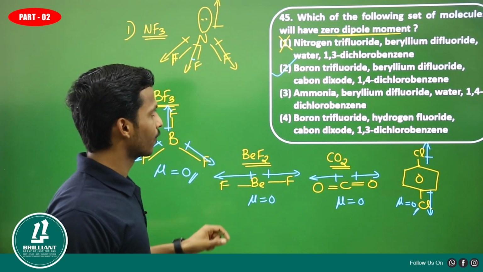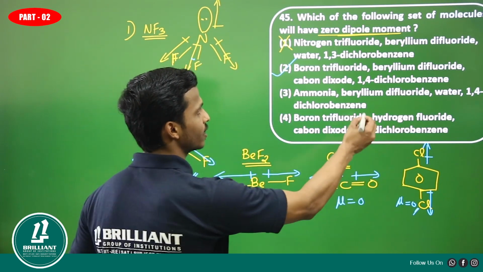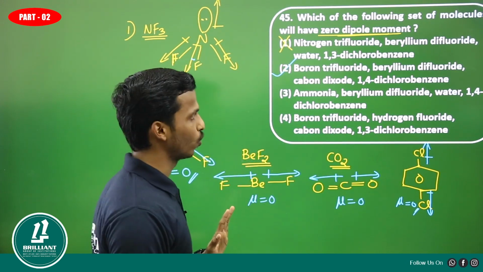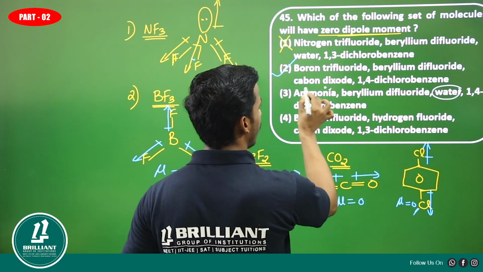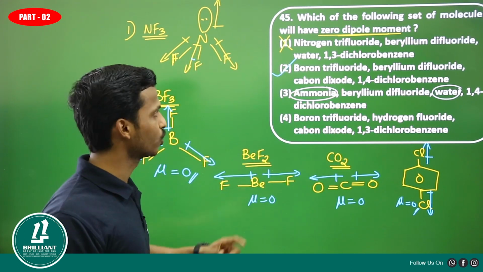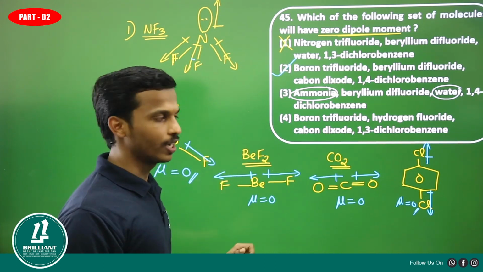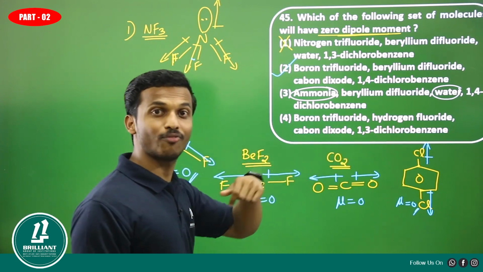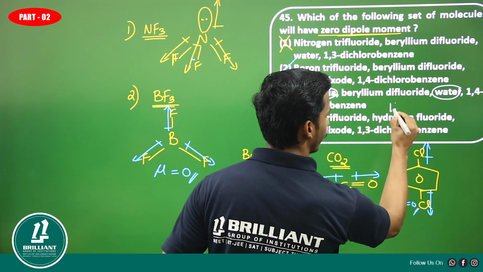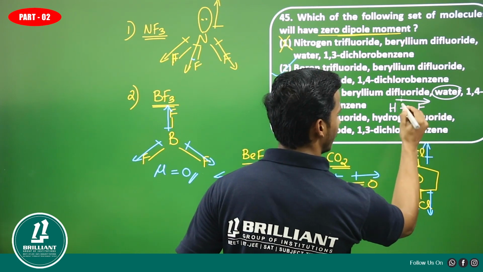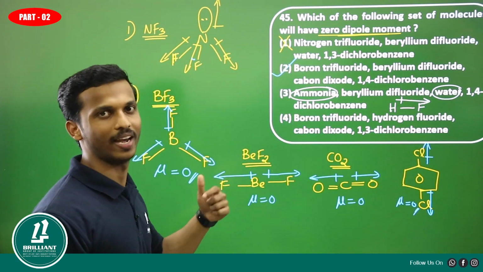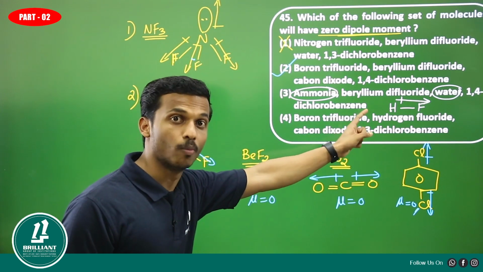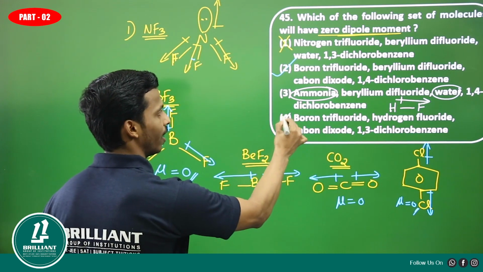In option 3, ammonia, you see, we already discussed beryllium difluoride and 1,4-dichlorobenzene. Their dipole moment is 0. But you know water and ammonia have dipole moment. So that is not an answer. Fourth option, boron trifluoride, we discussed, has zero dipole moment. Hydrogen fluoride, what is hydrogen fluoride? HF, right? Fluorine is most electronegative, so this is the direction. So they have polarity or dipole moment. So hydrogen fluoride has a dipole moment. So that is also not your answer.